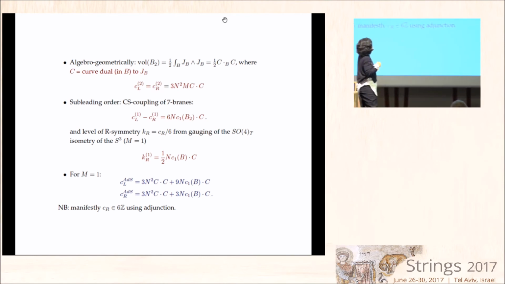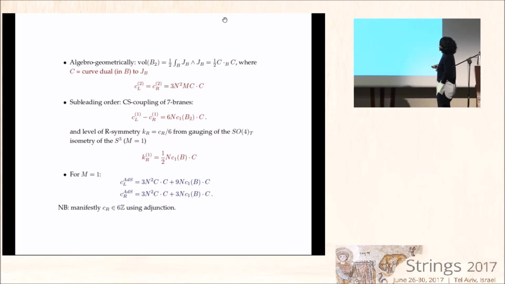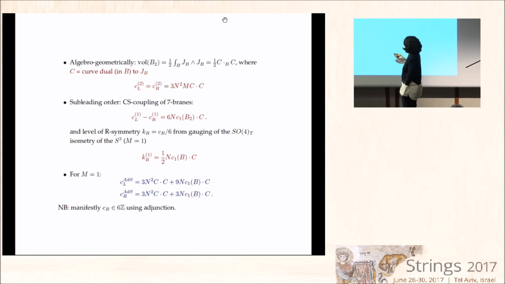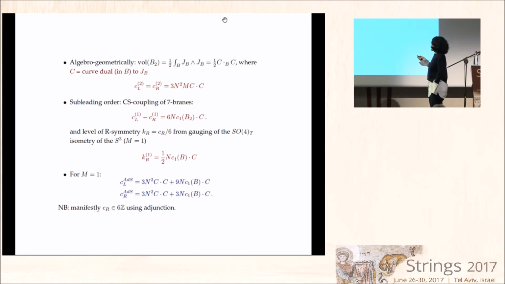Now we need to also compute the subleading order ones, which we get from the Chern-Simons couplings of the 7-branes. So c_left minus c_right is 6n c_1(B) dot c. And we can also compute the level of the superconformal R-symmetry, which then determines the right-moving central charge directly, and that comes out as this expression. And this calculation, in fact, depends crucially on having set m equal to 1. In this case, we can identify what the superconformal R-symmetry is in terms of gauging inside the SO(4) transverse. So for m equal to 1, we get the following central charges.